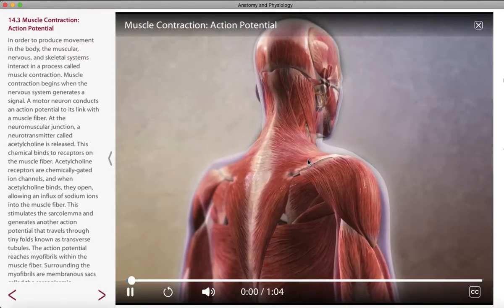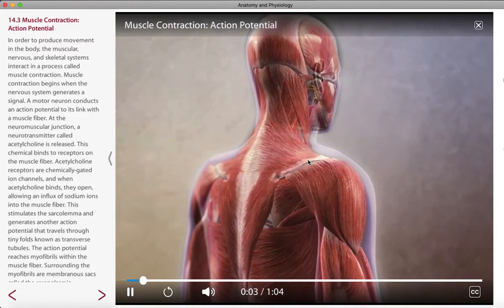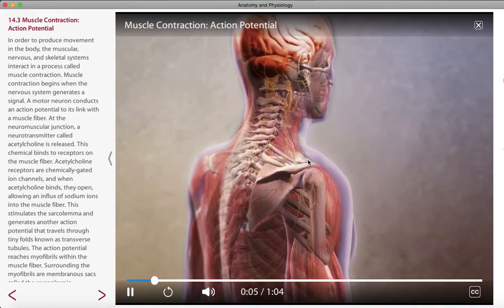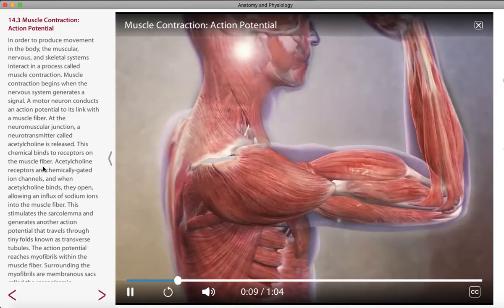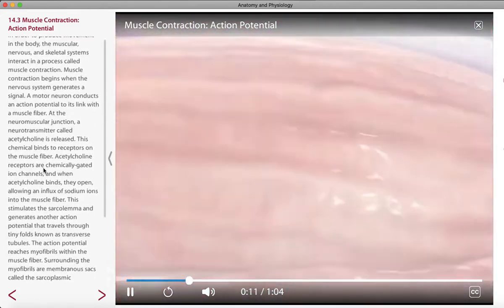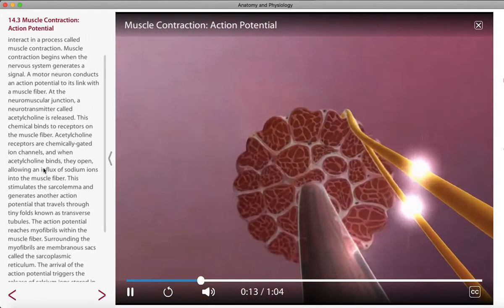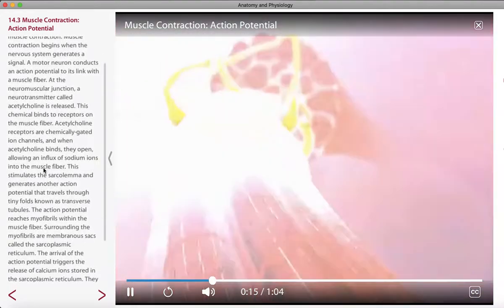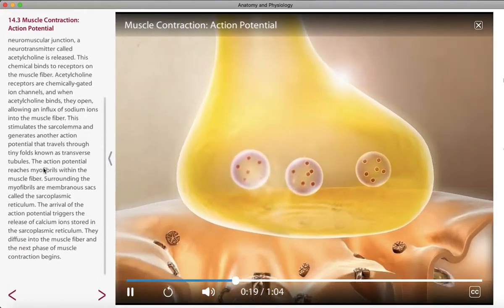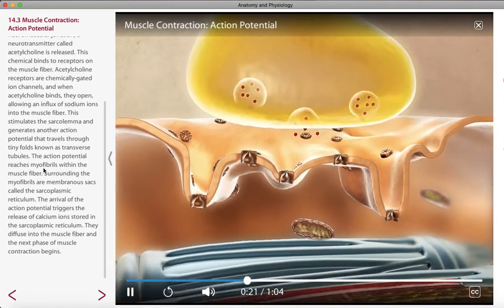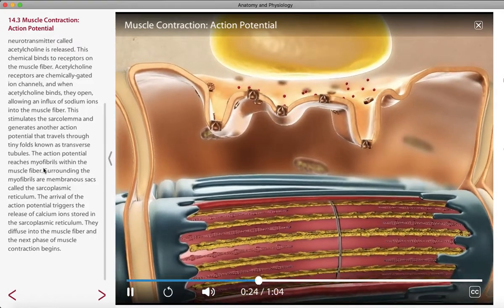In order to produce movement in the body, the muscular, nervous, and skeletal systems interact in a process called muscle contraction. Muscle contraction begins when the nervous system generates a signal. A motor neuron conducts an action potential to its link with a muscle fiber. At the neuromuscular junction, a neurotransmitter called acetylcholine is released. This chemical binds to receptors on the muscle fiber.